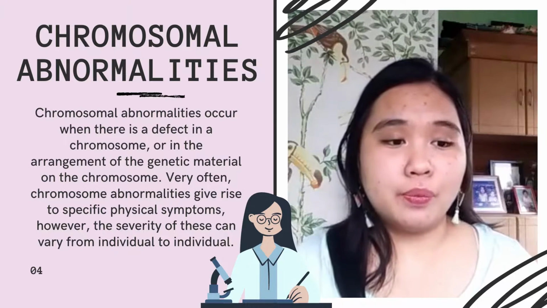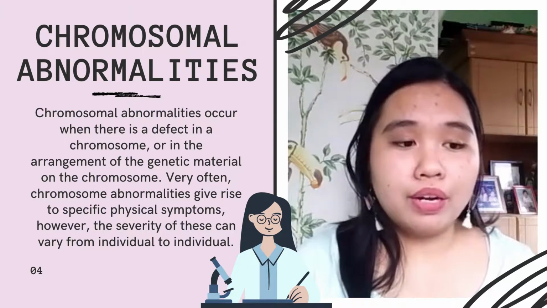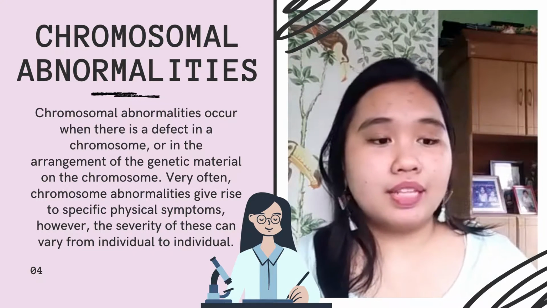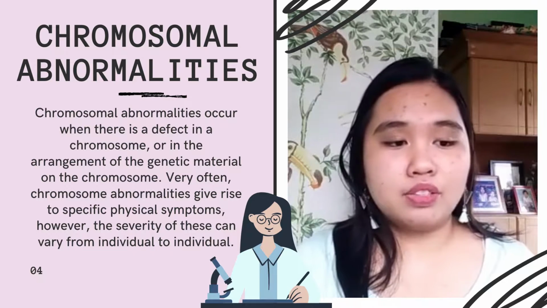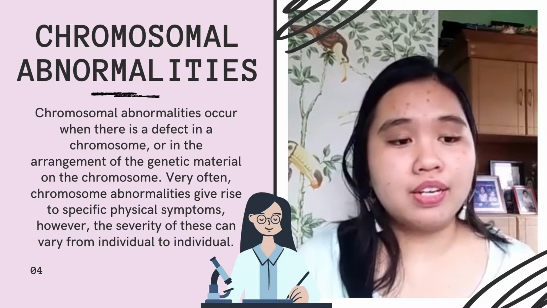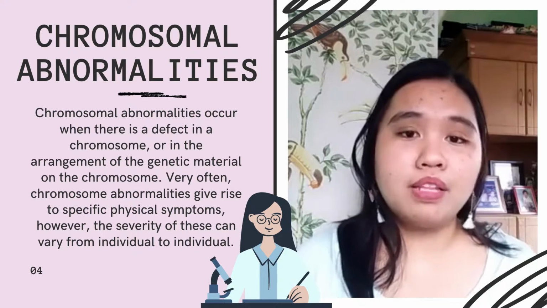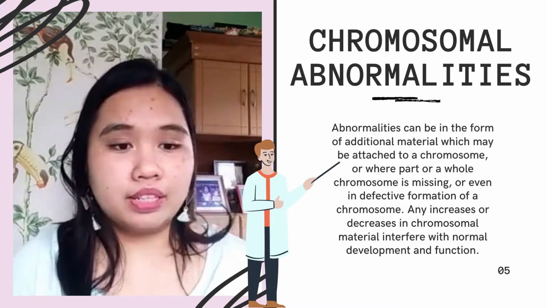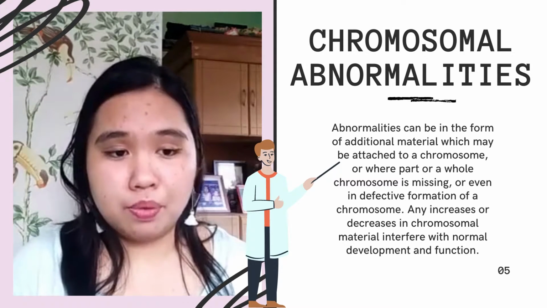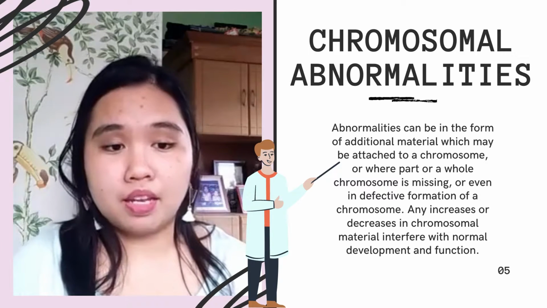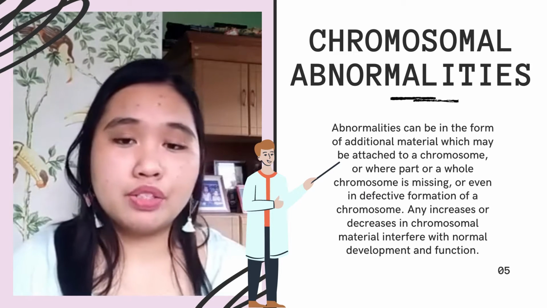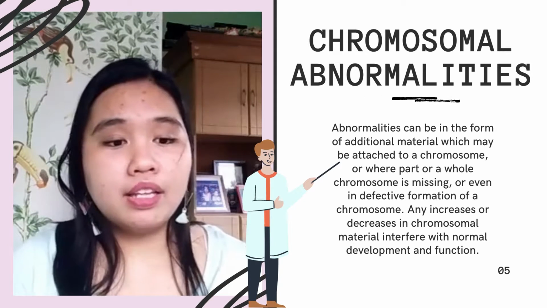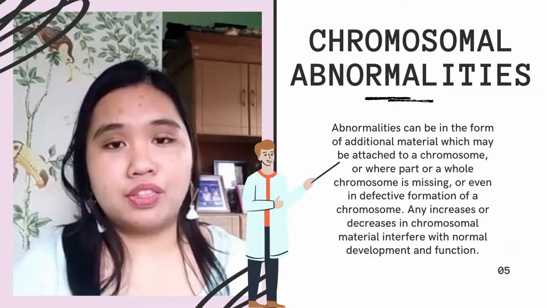Chromosomal abnormalities occur when there is a defect in a chromosome or in the arrangement of the genetic material on the chromosome. Very often, chromosome abnormalities give rise to specific physical symptoms. However, the severity of these can vary from individual to individual. Abnormalities can be in the form of additional material which may be attached to a chromosome, or where part or a whole chromosome is missing, or even in defective formation of a chromosome. Any increases or decreases in chromosomal material interfere with normal development and function.